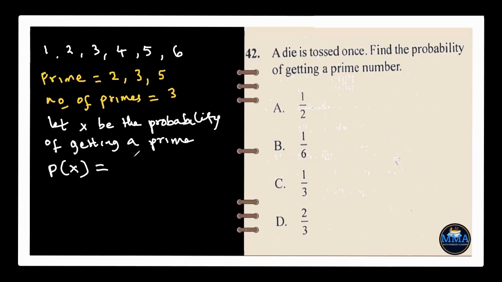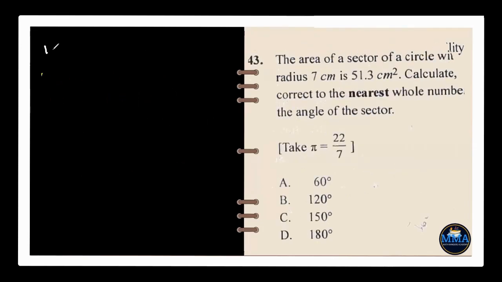So probability of X, how many primes do we have? 3. Out of 6 numbers, 3 are prime. That is 3 out of 6. And that gives us 1 over 2. And that is option A. We mark option A and proceed to question number 43.